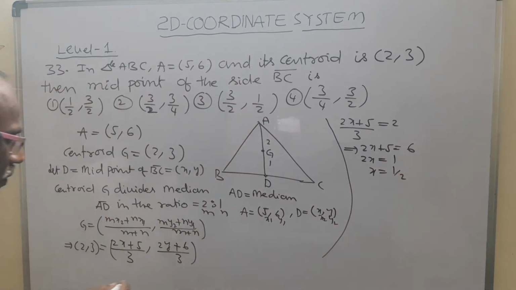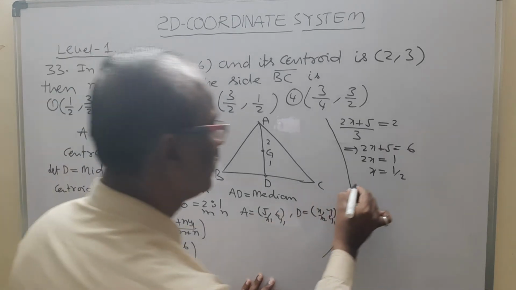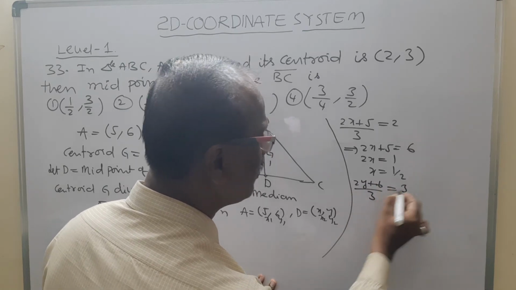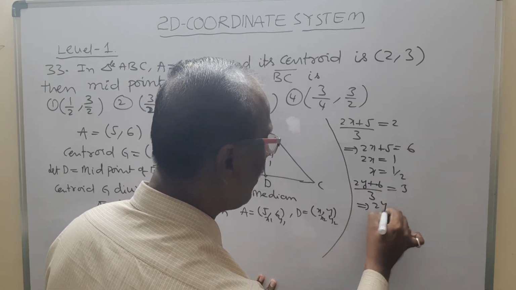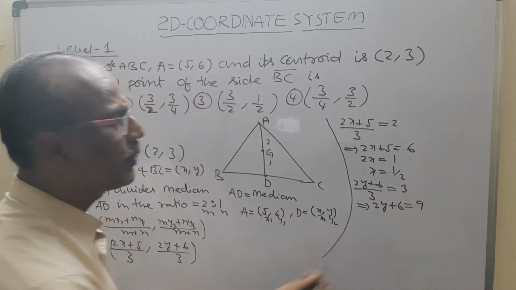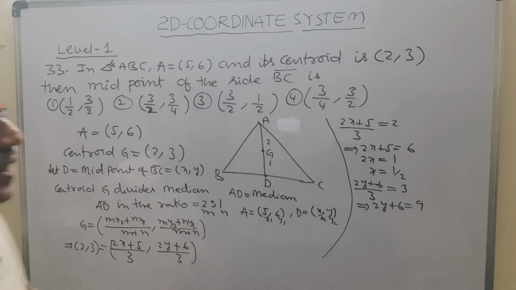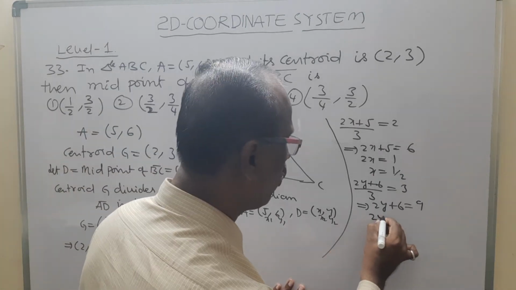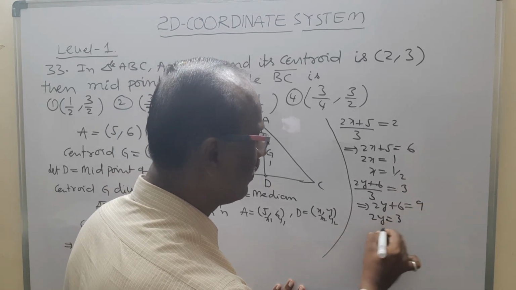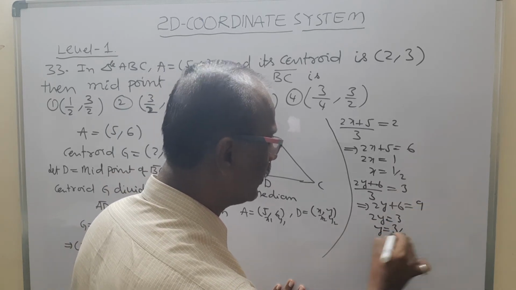Next, to find the y coordinate, (2y plus 6) by 3 equals 3. Cross multiply with the 3. 2y plus 6 equals 3 into 3, 9. Here plus 6 becomes minus 6. 2y equals 9 minus 6, 3. y is equal to 3 by 2.